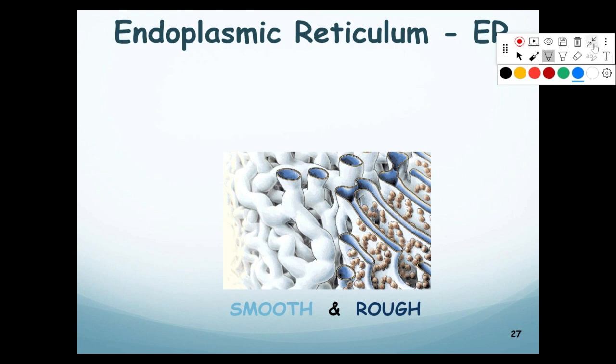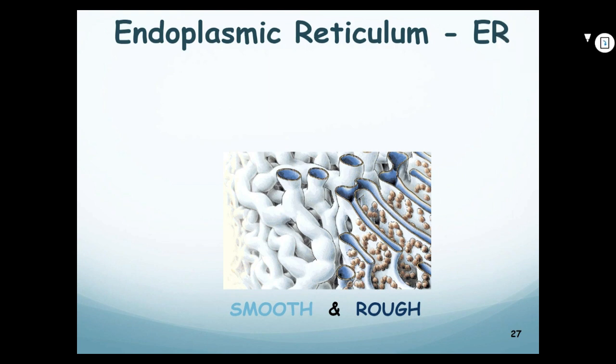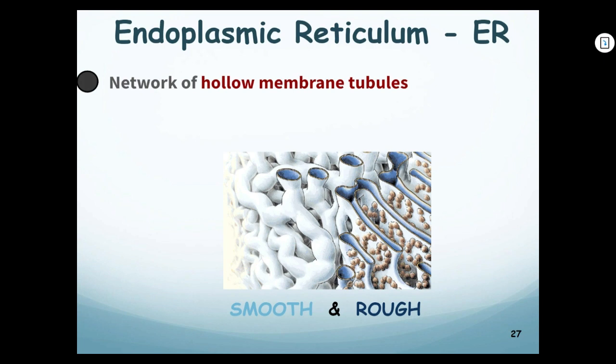So next we have the endoplasmic reticulum, kind of a mouthful there, but you can call it the ER. And here we have two different types of endoplasmic reticulum. You have the smooth ER and you have the rough ER. And here we'll talk about why this is rough and why this is smooth and what each of them does. So it's a network of hollow membrane tubules. And membranes, remember, are just kind of like a thin skin. And tubules, basically like tubes.